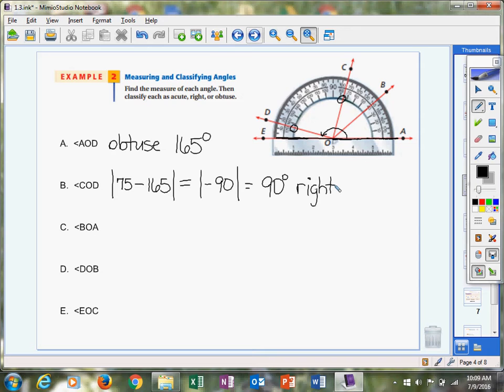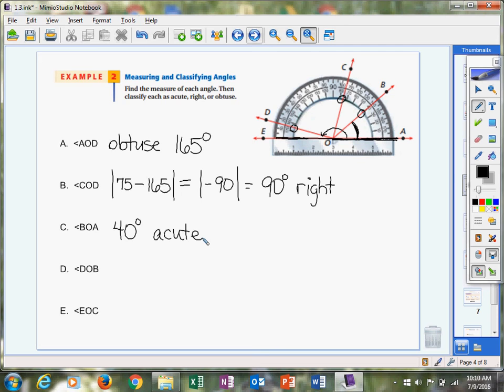Let's do BOA. That's going to be right here, this little piece right here. So that's pretty easy. We can just look at that. Our bottom line is at 0 degrees, and we're just going to measure from 0 up to where that is, and that's 40 degrees. So classifying that, we'd say that's acute. Okay? So we let the numbers drive it if we're not sure.